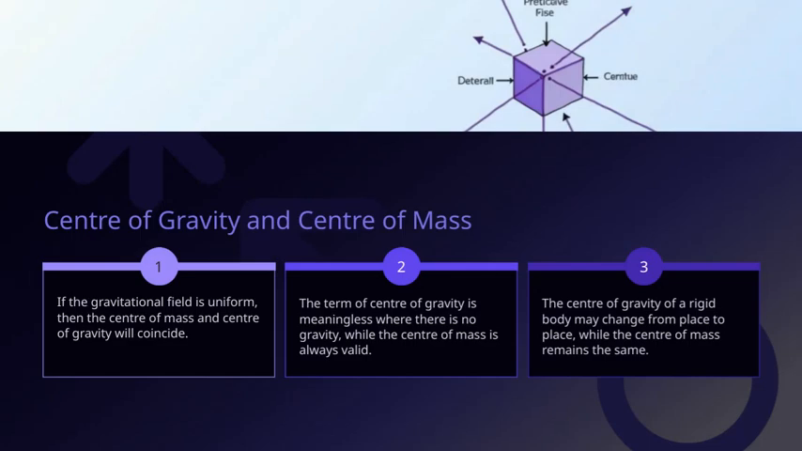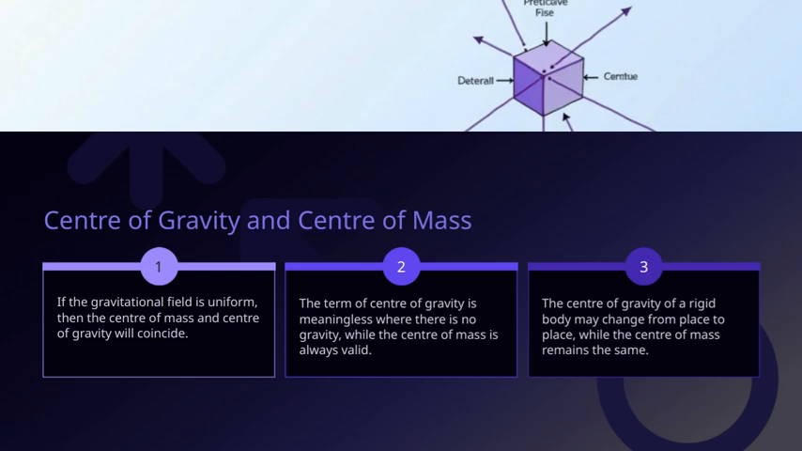Let's talk about the difference between the center of gravity and the center of mass. First, it's important to understand that the center of gravity of a rigid body can actually change depending on where you measure it from. In contrast, the center of mass remains constant regardless of where you are. This is because the center of mass depends solely on the distribution of mass within the body, not on external factors like gravity. Now, an interesting point is that the term center of gravity only makes sense when gravity is present. If there's no gravity, the concept loses its meaning since there's no down to define it. However, the center of mass is always a valid concept, no matter the presence or absence of gravity.